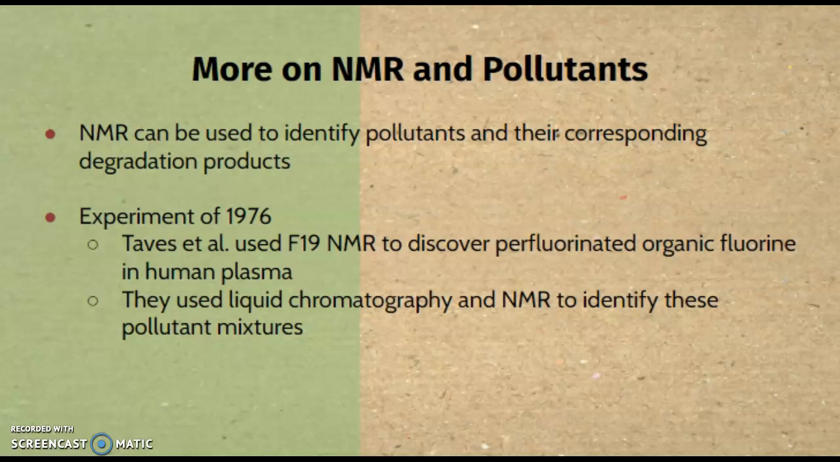NMR can also be used to identify pollutants and their corresponding degradation products. An important experiment that was conducted in 1976 by Taves et al. used fluorine-19 NMR to discover perfluorinated organic fluorine in human plasma, and to do this they used liquid chromatography and NMR to identify these compounds.